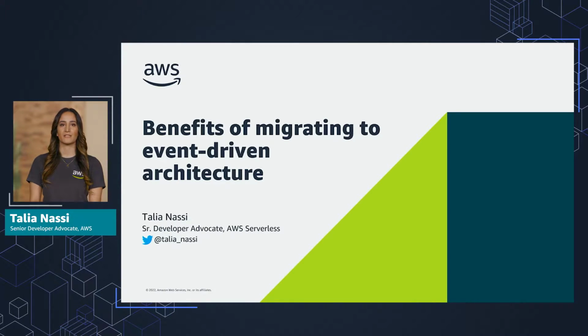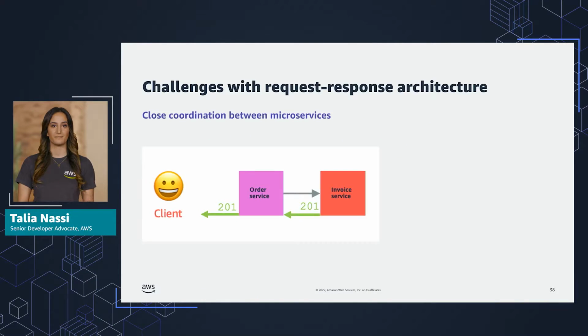Two options when building web applications are request response and event-driven architecture. In request response architecture, an application's components communicate via API calls. The client sends a request and expects a response before performing the next task. In event-driven architecture, the client generates an event and can immediately move on to its next task. Different parts of the application then respond to the event as needed.